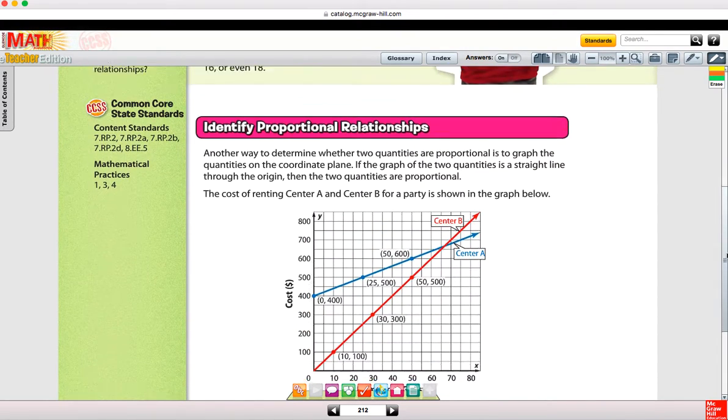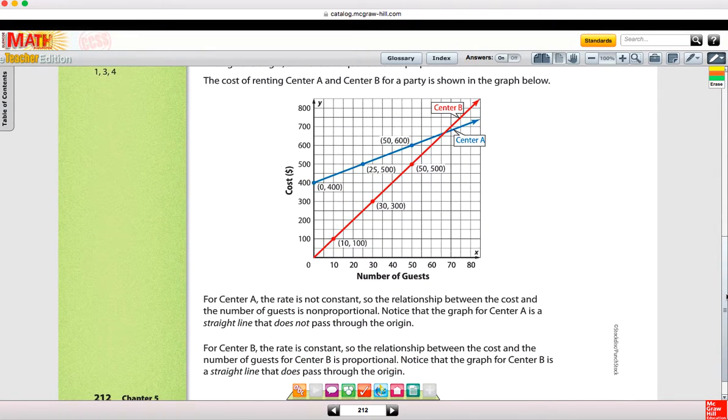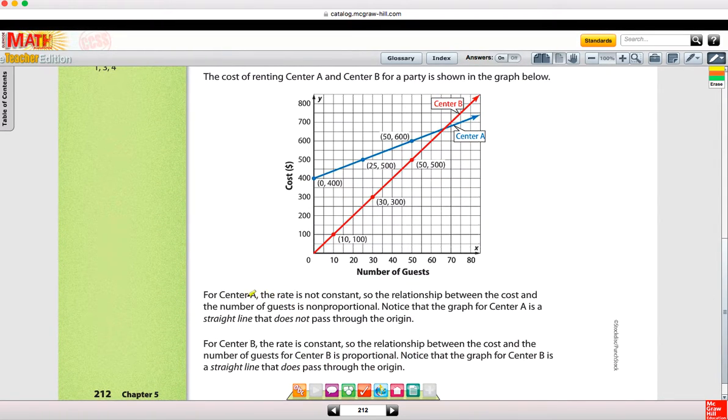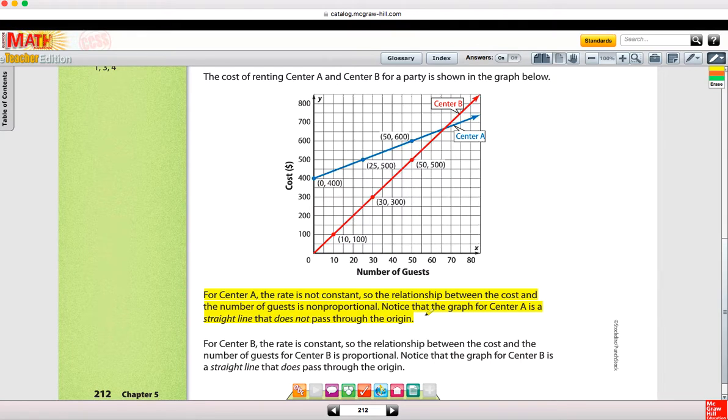Okay, so as we look at the example here, we're talking about center A and center B for the party and showing on the graph the two locations there. Notice that for center A the rate is not constant, so the relationship between the cost and the number of guests is non-proportional. Okay, it is a straight line that does not pass through the origin, which is something that you'll learn in algebra, but we can talk about it right now as well.